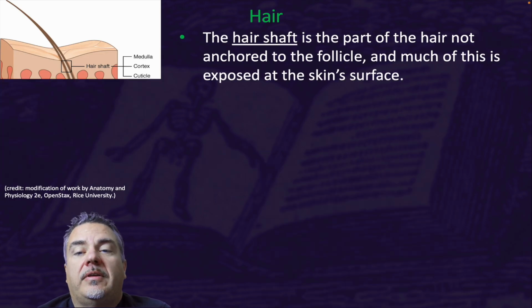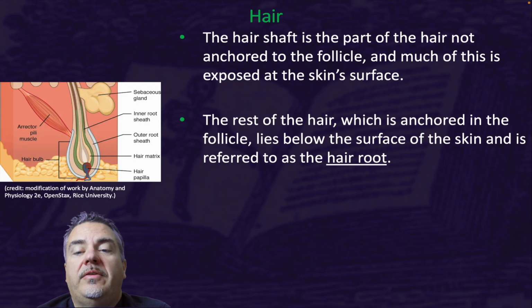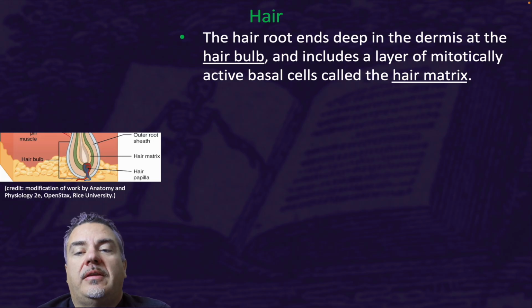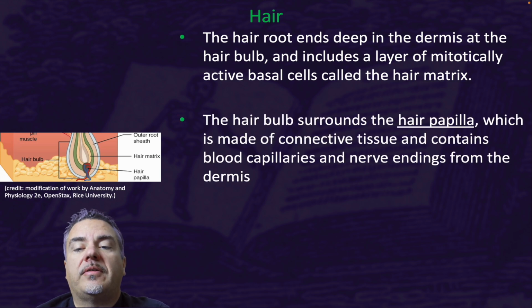The hair shaft is the part of the hair not anchored to the follicle, and much of this is exposed at the skin's surface. The rest of the hair, which is anchored in the follicle, lies below the surface of the skin and is referred to as the hair root. The hair root ends deep in the dermis at the hair bulb and includes a layer of mitotically active basal cells called the hair matrix. The hair bulb surrounds the hair papilla, which is made of connective tissue and contains blood capillaries and nerve endings from the dermis.